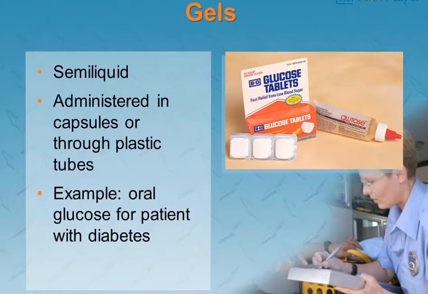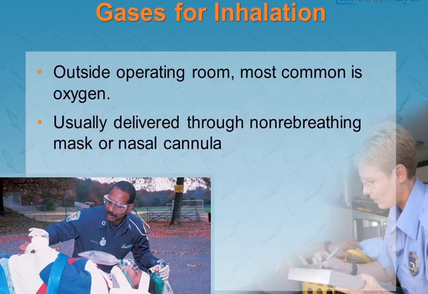Gels are semi-liquid, administered in capsules or through plastic tubes. Example, oral glucose for a patient with diabetes. Gases for inhalation outside the operating room. The most common is oxygen. Usually delivered through a non-rebreathing mask or nasal cannula.